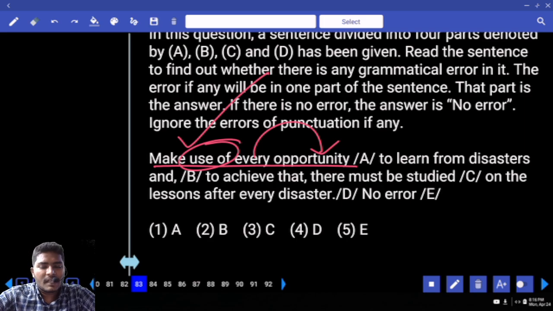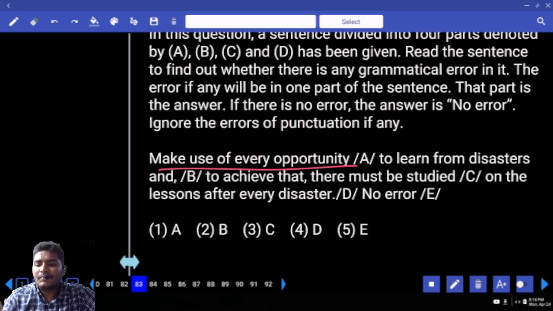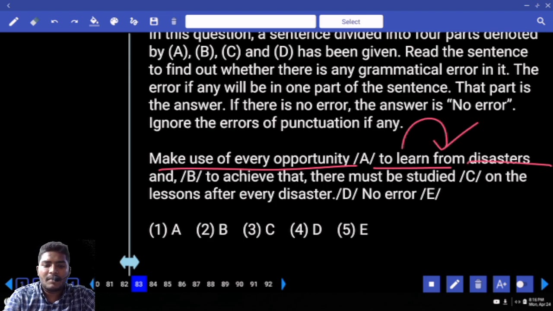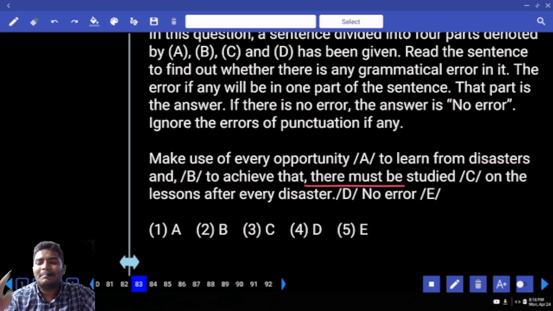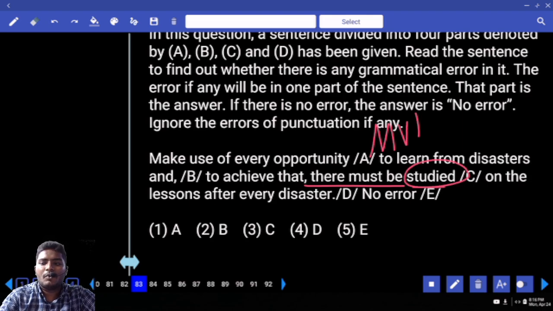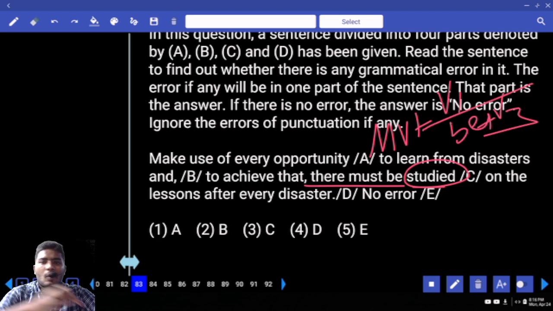Every is singular. Make use of every opportunity to learn from disasters, with the fixed preposition "learn from". To achieve that, if you want to learn from disasters, there must be something. There must be what? There must be studied. Now if you remember the rule that modal verbs are followed by V1 or be plus V3, then you are gone. It is not "must be studied". There must be something. We need a noun combination here.